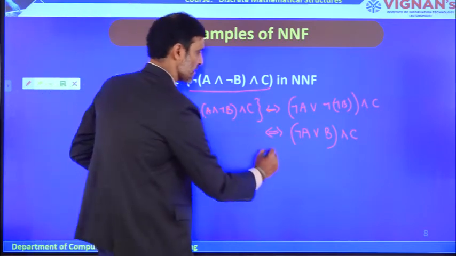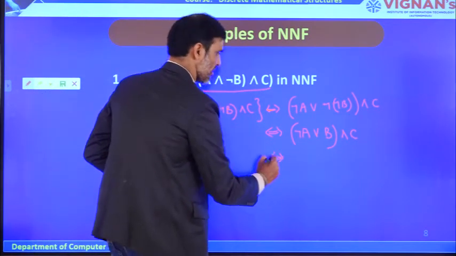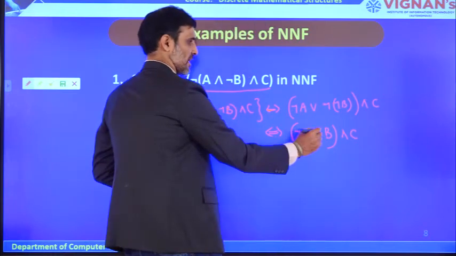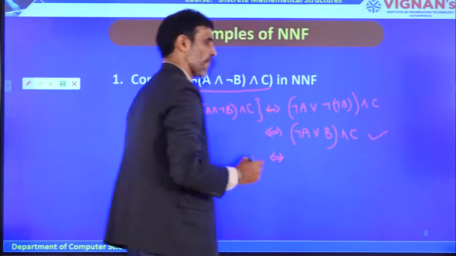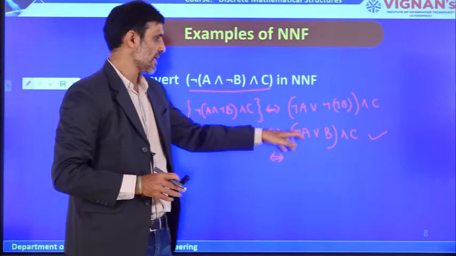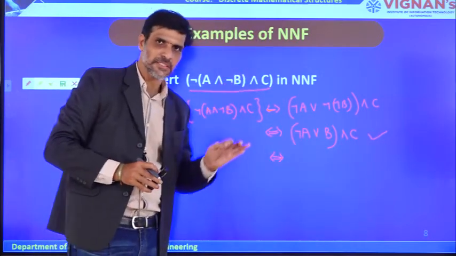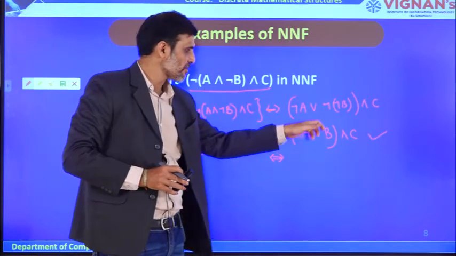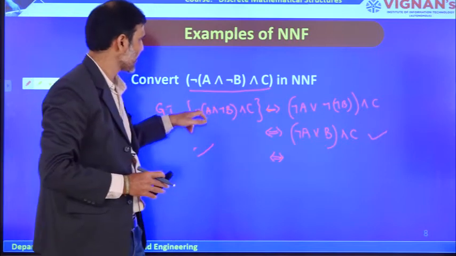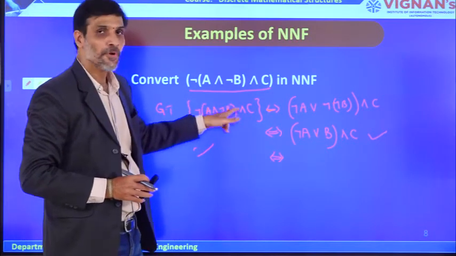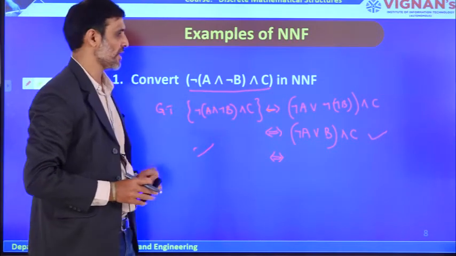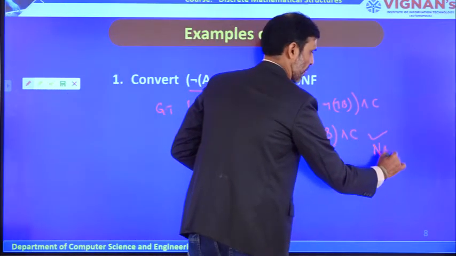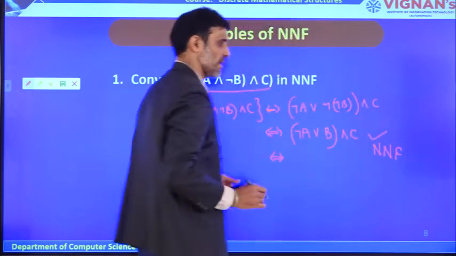Still you can expand this formula by using the distributive law. You can write it or you just leave it like this. Clearly this is in NNF. If the negation appears, it should appear in front of the propositional variable, not in front of a compound proposition. Then we can call this NNF.